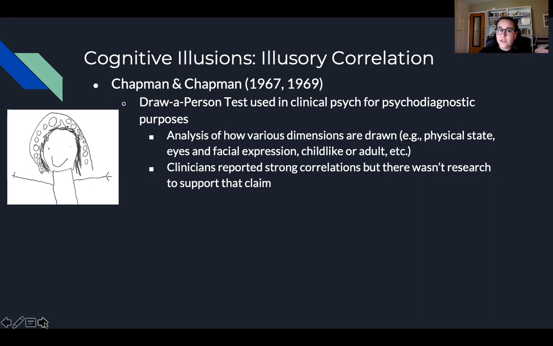The issue here was that clinicians who had been using this draw a person test were reporting strong correlations between some of the features of the drawings and certain symptoms and behaviors that were true of their clients. So, for example, there were these atypical eyes, eyes that are weirdly drawn by clients who are more suspicious, or more intelligent clients tend to draw a person with bigger heads.